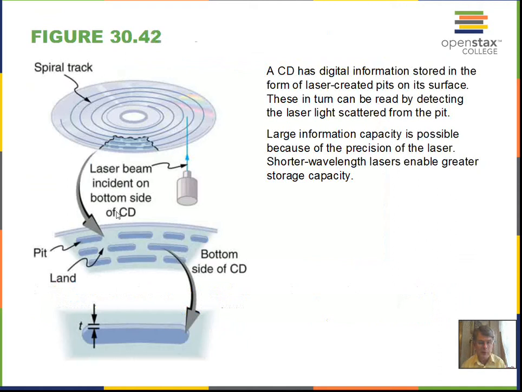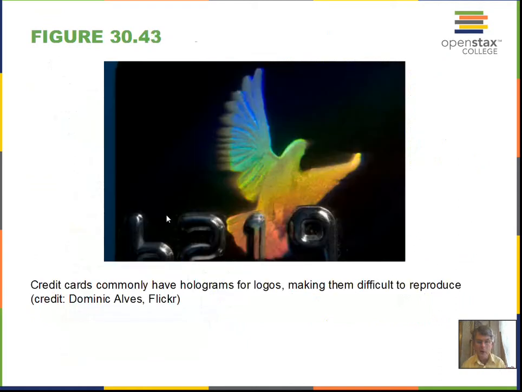The laser light can reflect off the land, and electronics can detect whether we're getting a 1 or a 0 type reflection and recreate the music or text, whatever might be stored. We can also make holograms. They're a two-dimensional photograph that has a three-dimensional quality about it.